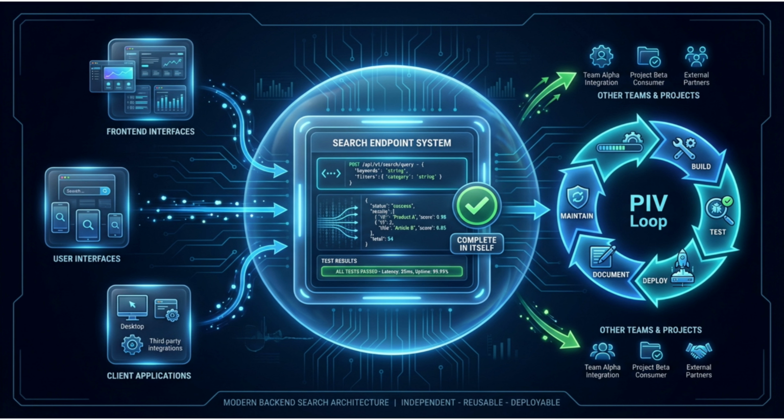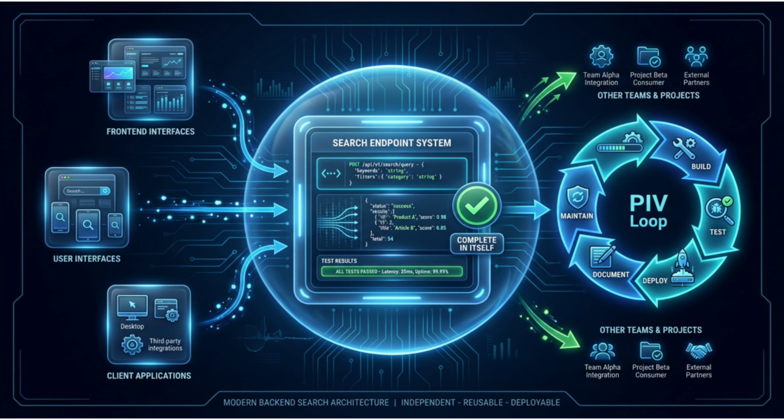A backend feature that exists independently of any frontend. An artifact we can deploy, document, and maintain separately. This is the power of lane-specific PIV loops. The backend search works whether or not we ever build a frontend for it. It's complete in itself. Another team could consume this API. Another project could reuse this pattern. The feature has value even in isolation.